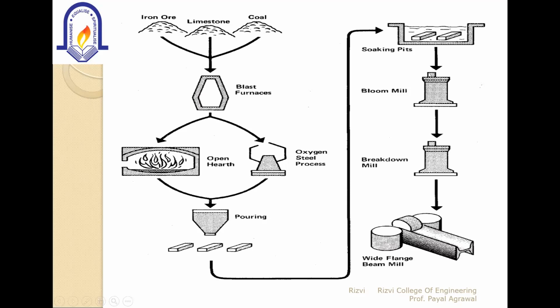Soaking pits से it is going in the bloom mill, breakdown mill, and after going in the breakdown mill, finally the wide flange beam mill is there. And इसके बाद में जो आपका स्टील है वो बनता है इन डिफरेंट बार्स, प्लेट्स और सेक्शंस और एंगल्स, जिसमें भी आपको जो भी आपको चाहिए that is being made after this wide flange beam mill. So this is the particular process of the steel making.